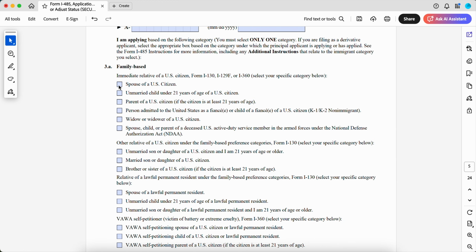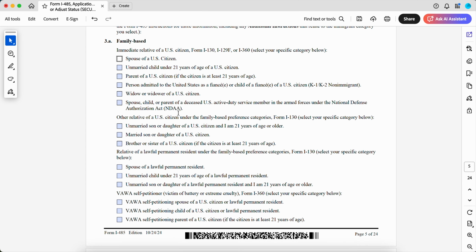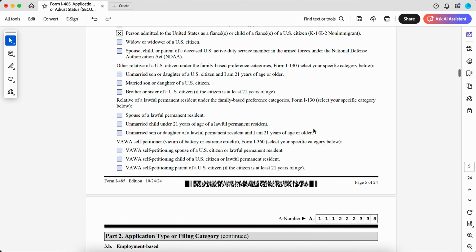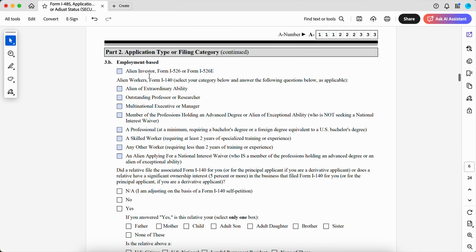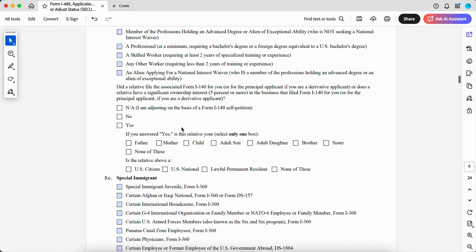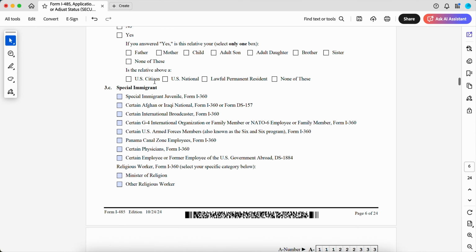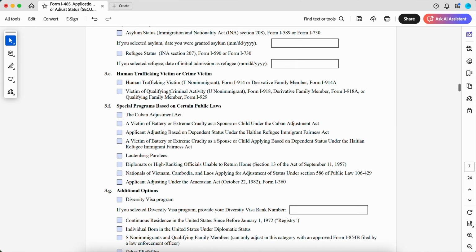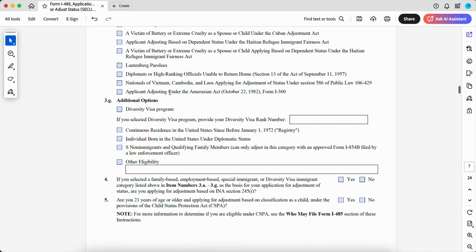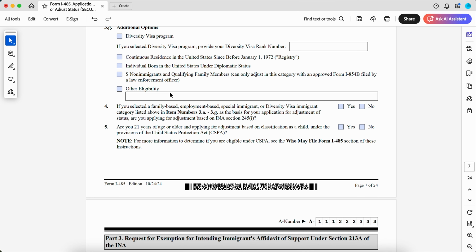Then, as a K1 visa holder, you are applying as the K1 nonimmigrant. Others you can just skip. This is employment based, you don't need it either. This is special immigrant, you don't need that. No, no, no. This is all not important to you. Here, you want to stop.